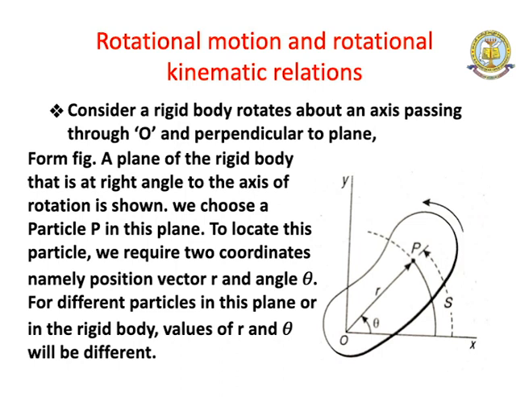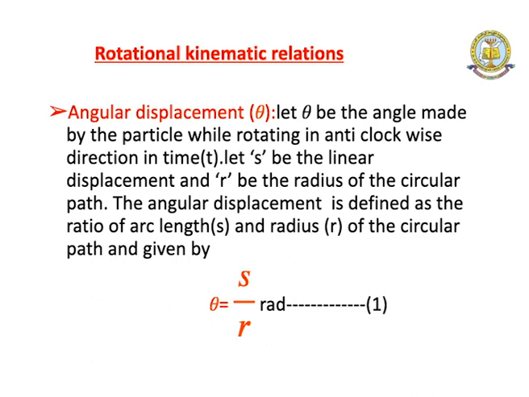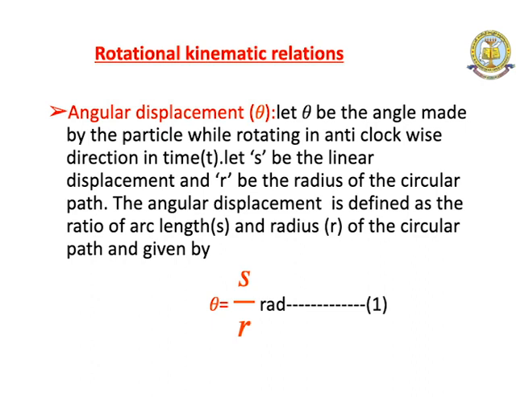So kinematic relations means angular displacement, angular velocity and angular acceleration, which are all discussed now. This is the kinematic relations of angular displacement. Let us consider angular displacement with the symbol theta. So let theta be the angle. Here you can observe in this figure the angle theta from the x axis, as the particle rotates in the anti-clockwise direction.